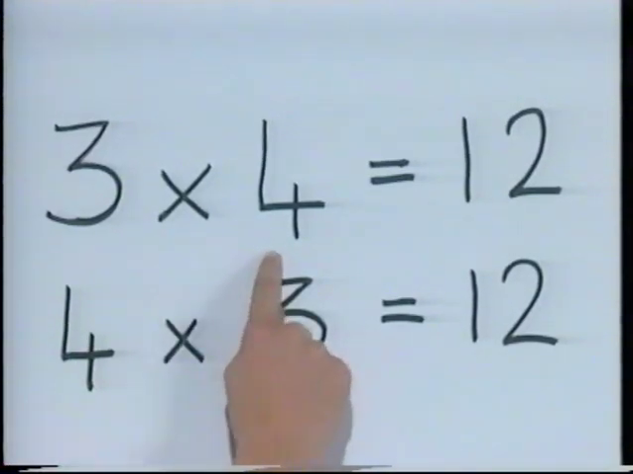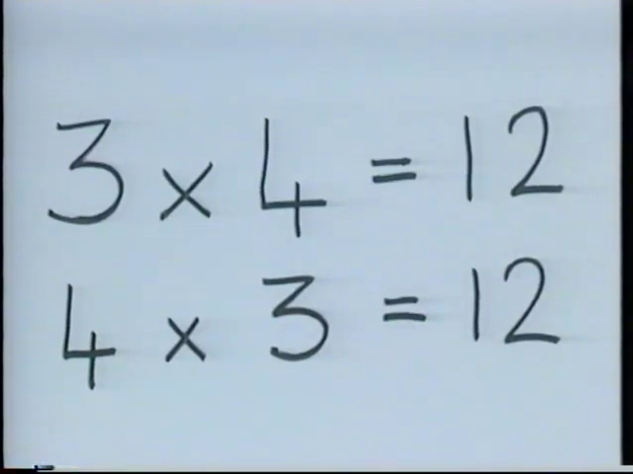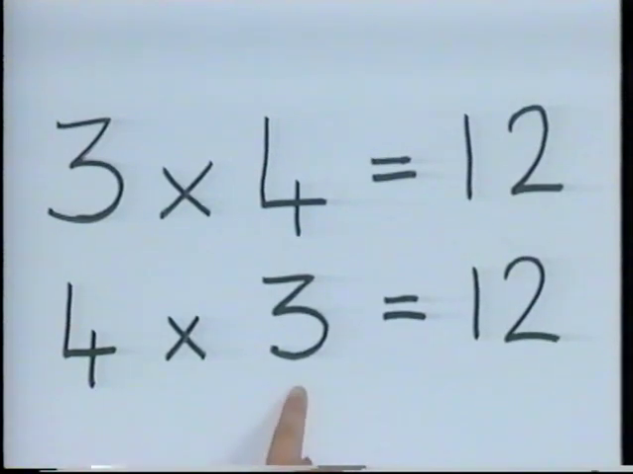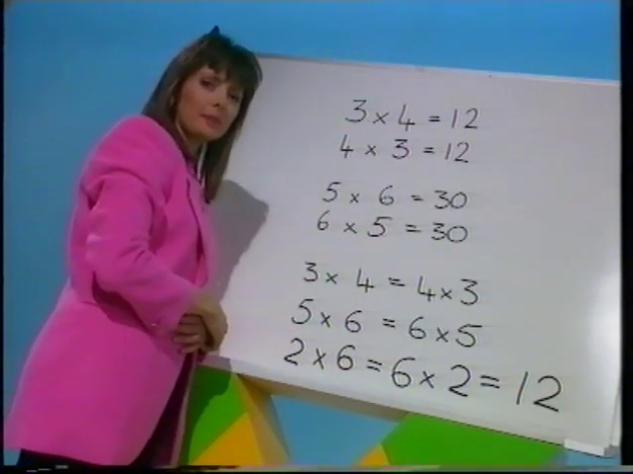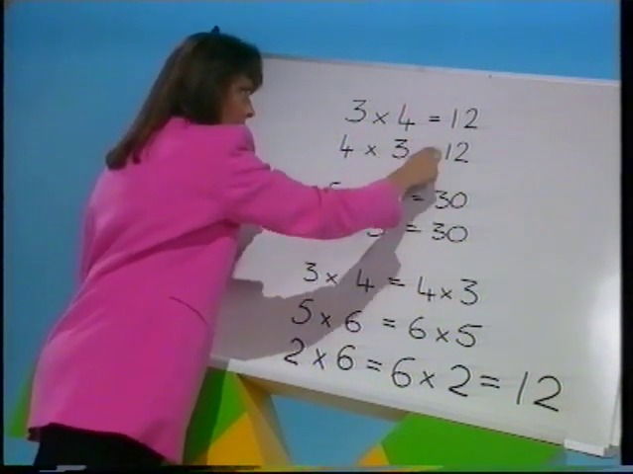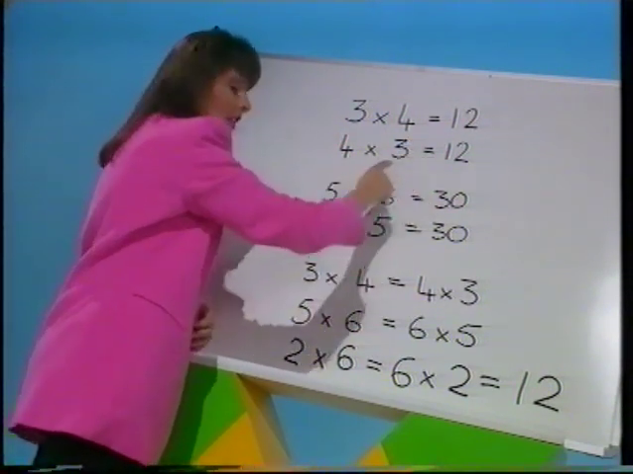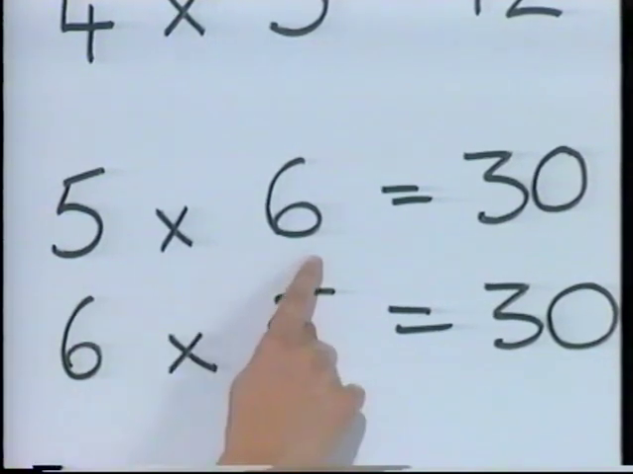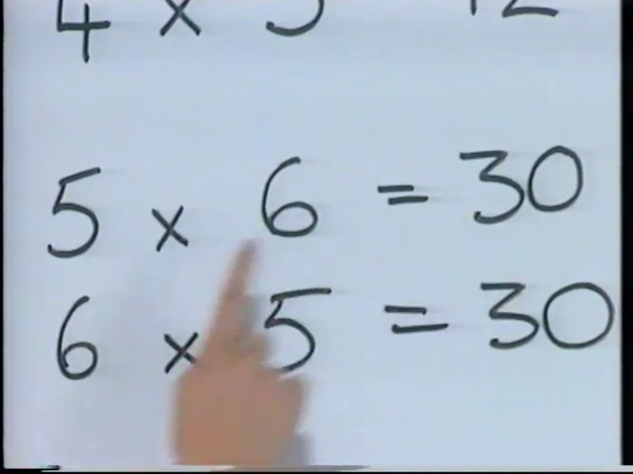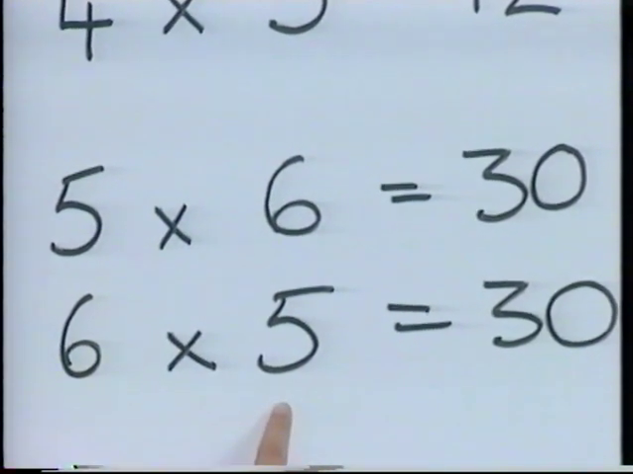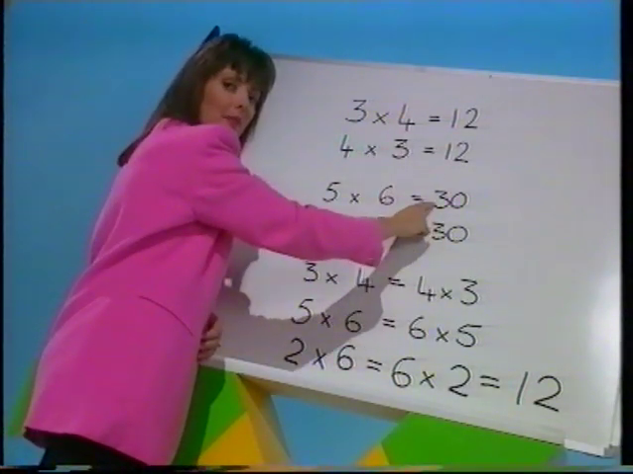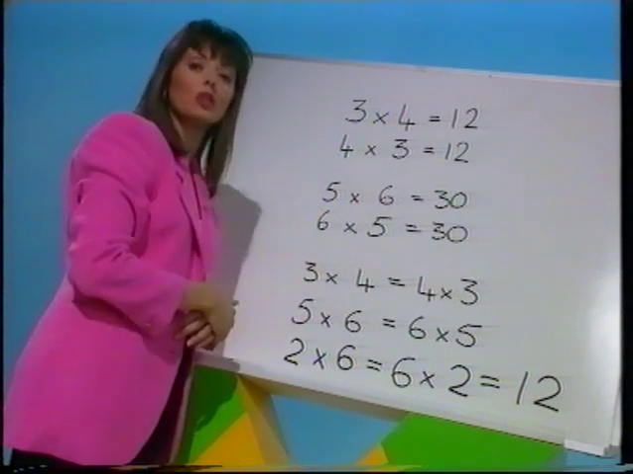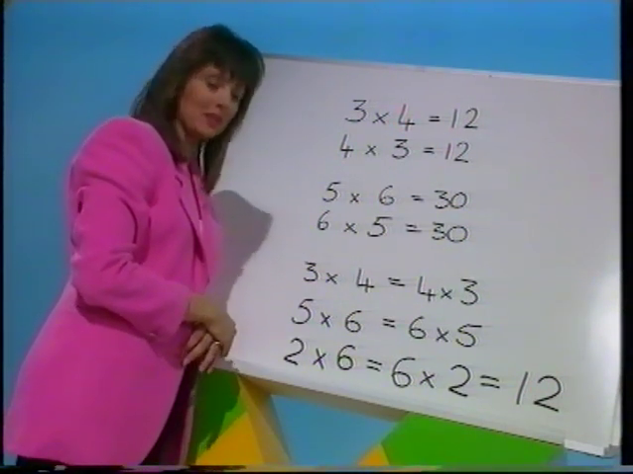3 times 4 is 12. Well, you know that. And 4 times 3 is also 12. Well, you know that too. What's happening? Well, the answer is the same. Now, 5 times 6 is 30, and 6 times 5 is also 30. The answer is the same again.